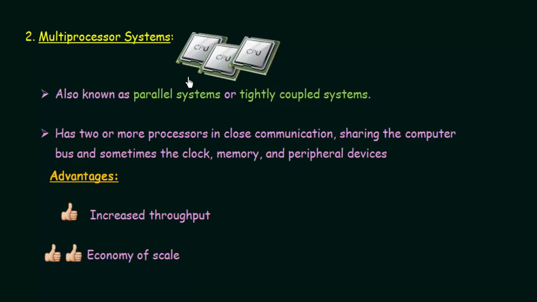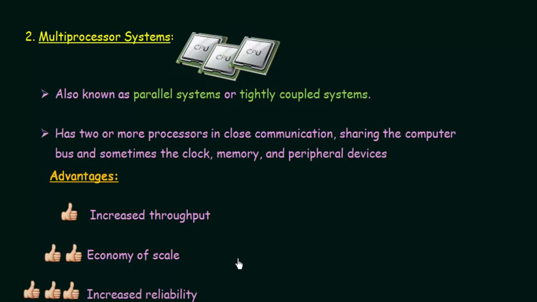So if you have a multiprocessor system with 3 processors, and if you want to have the same kind of setup in your single processor system, you may need to have 3 individual single processor systems with their own individual resources. So we see that this is more economic.